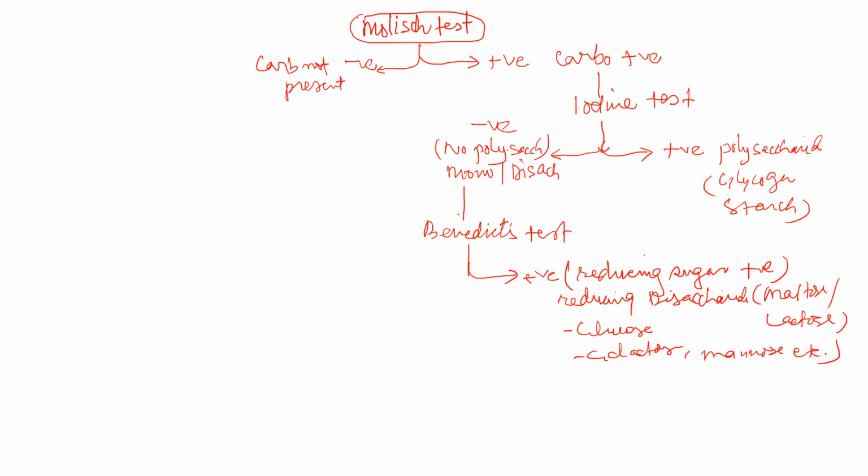Now, if Benedict's test is negative, it means that there is no reducing monosaccharide or disaccharide. That means it may be a non-reducing disaccharide, like sucrose, because sucrose is a disaccharide which is non-reducing. But we are not concerned about this right now. So now we've got reducing sugar is present.